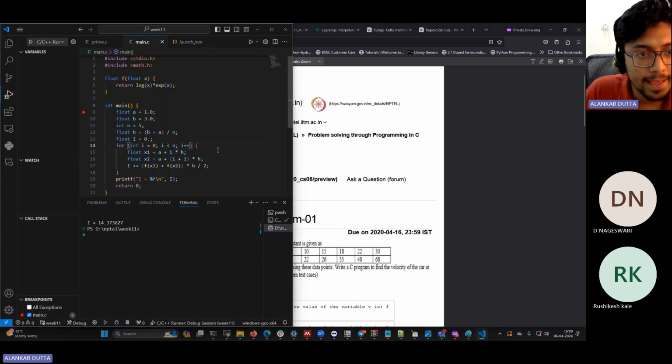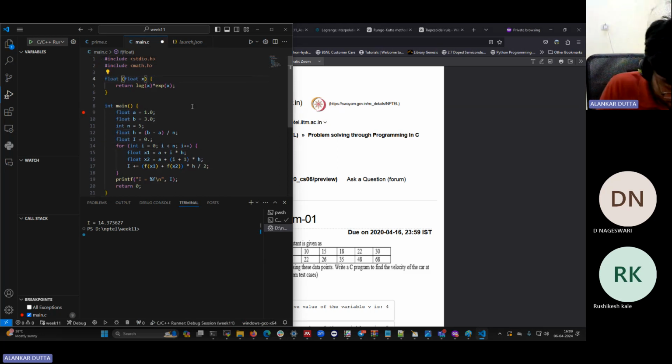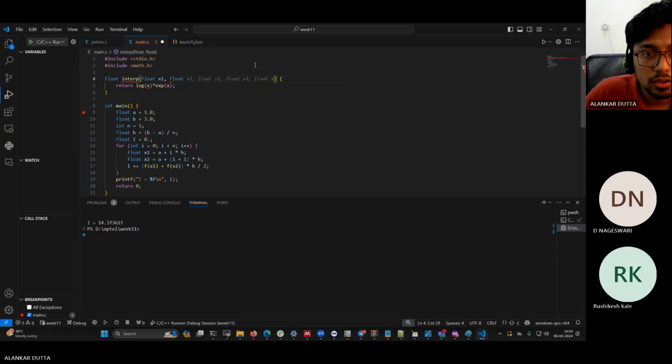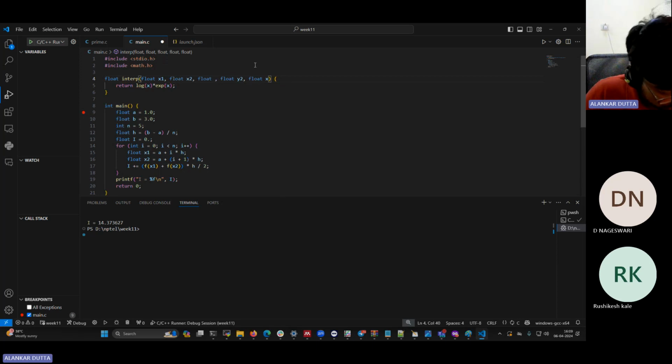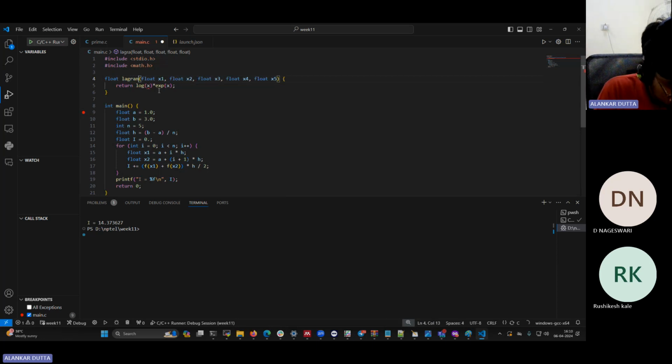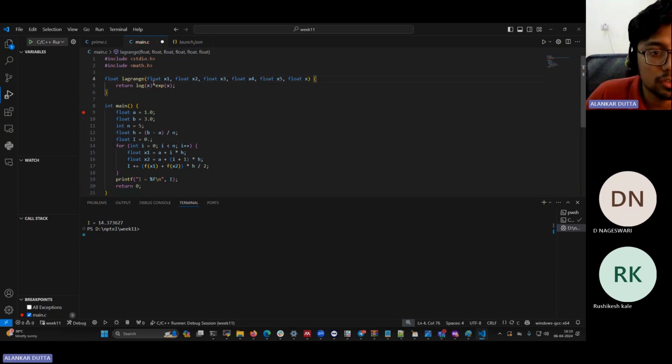So let's move on and define the function, and we'll take in 5 values in here: X1, X3, X4, and so on, and with this we will also take in the value of X. So now let's do this, and now we'll just return.